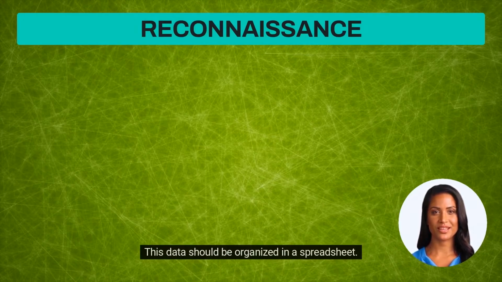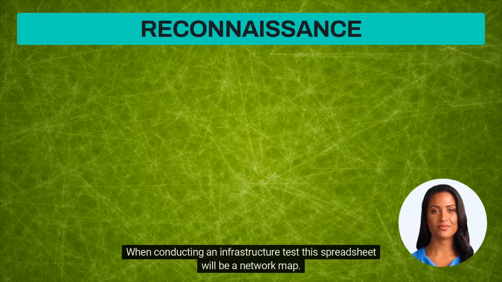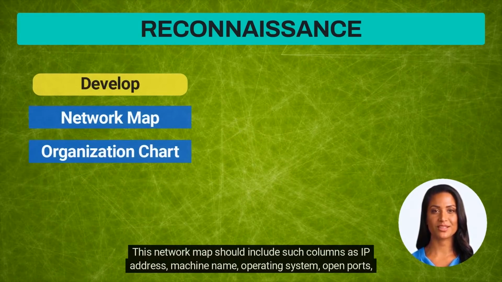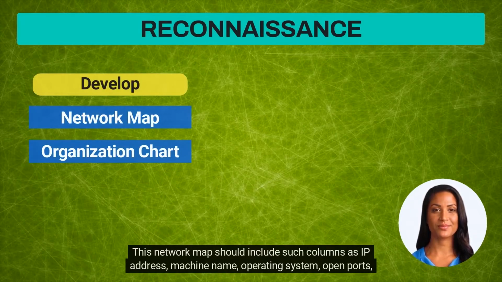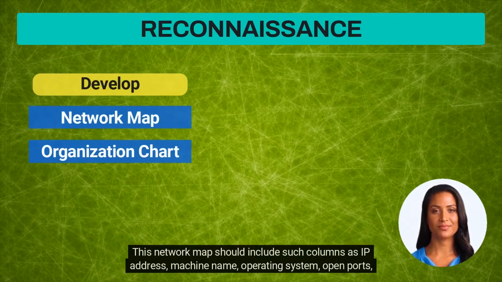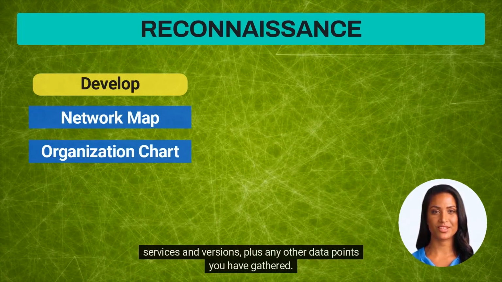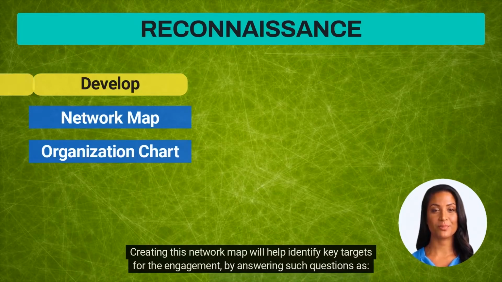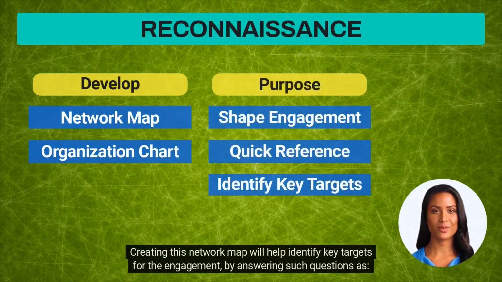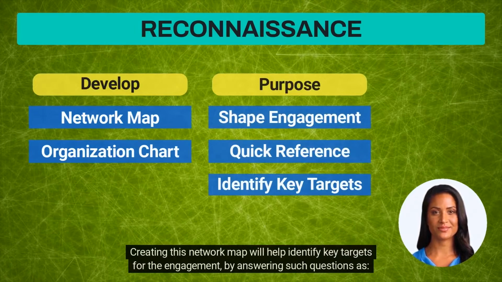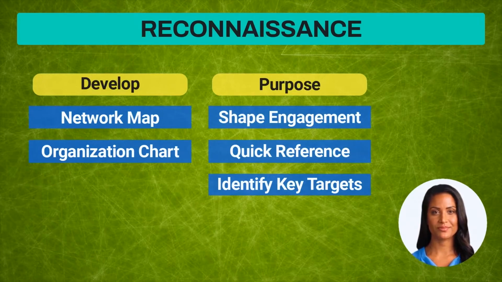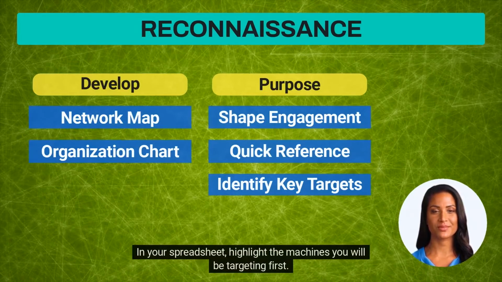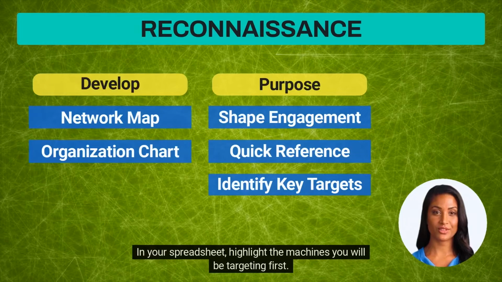This data should be organized in a spreadsheet. When conducting an infrastructure test, this spreadsheet will be a network map. This network map should include such columns as IP address, machine name, operating system, open ports, services and versions, plus any other data points you have gathered. Creating this network map will help identify key targets for the engagement by answering such questions as: which systems may be vulnerable, and which systems will offer the most access in the network. In your spreadsheet, highlight the machines you will be targeting first.